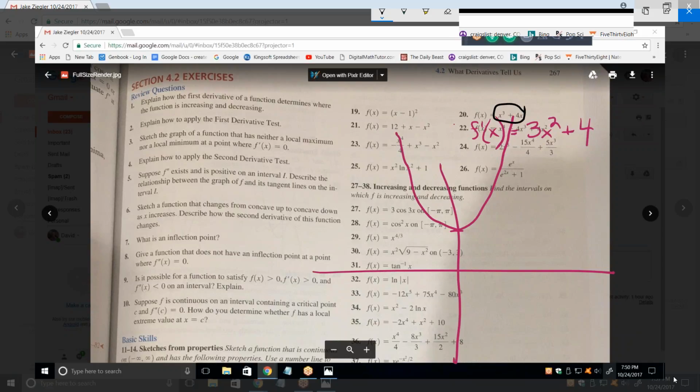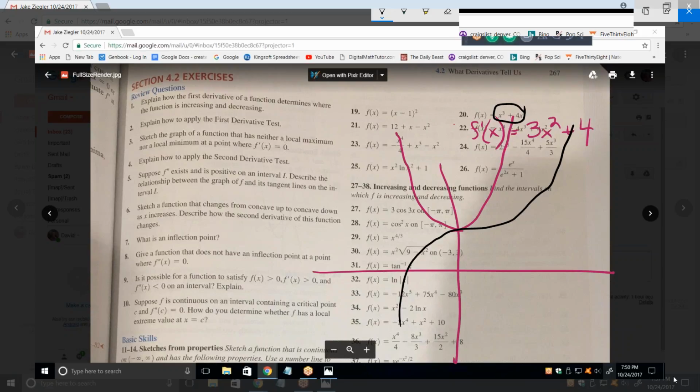So what this must do is something like this. In other words, instead of going through the origin, it goes like that. Now, you can see that the original function is increasing the entire way, so that agrees with the first derivative. The only thing that doesn't really agree is the fact that the first derivative is never equal to 0, right?